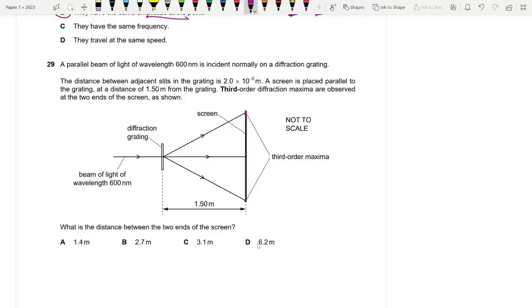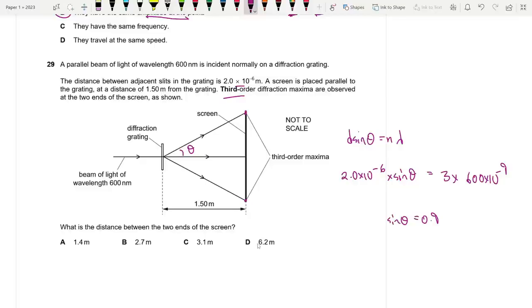What does that mean? This end and this end? Probably, right? So the distance between adjacent slits, okay, we know that d sine theta is equal to n lambda. We know the spacing, it is 2.0 into 10 power minus 6 times sine theta, this is theta, is equal to n lambda. This is a third order, so 3 times lambda, which is 600 into 10 to the power minus 9. So let's solve this. 3 into 600 into 10 to the power minus 9 divided by 2 into 10 to the power minus 6. This gives you an answer of sine theta is equal to 0.9.